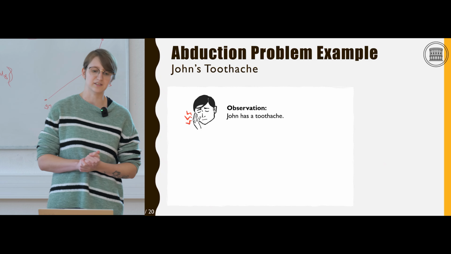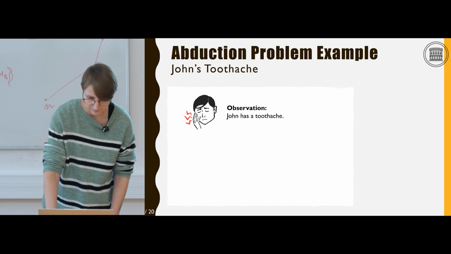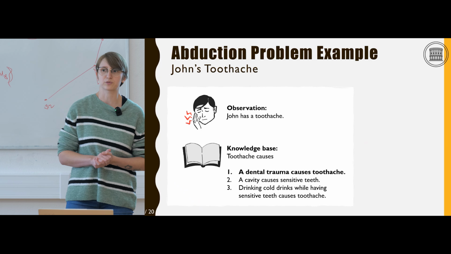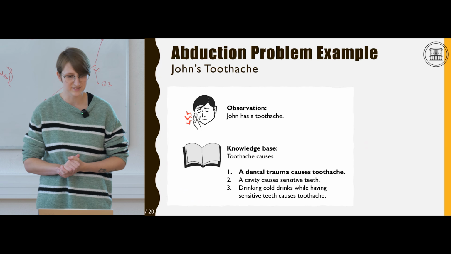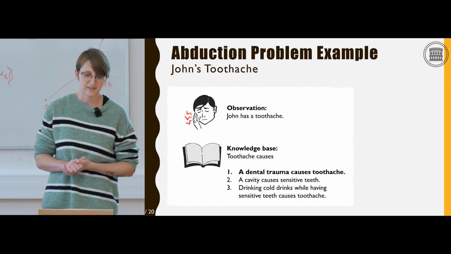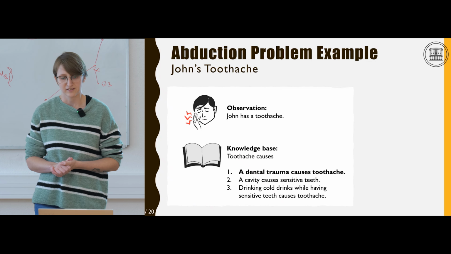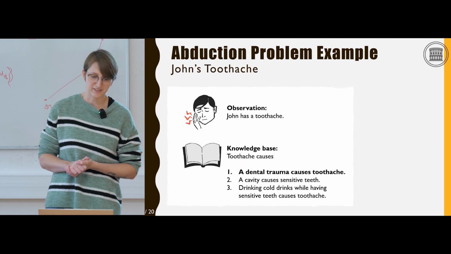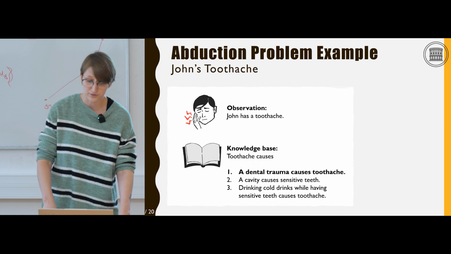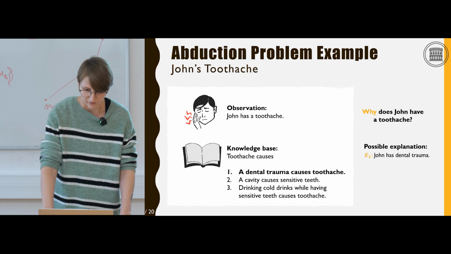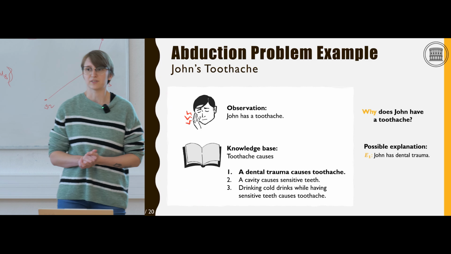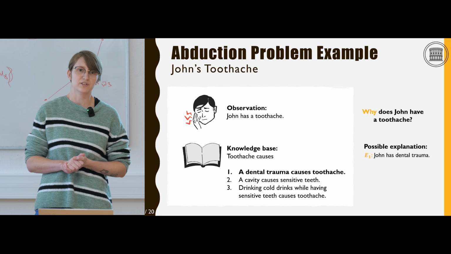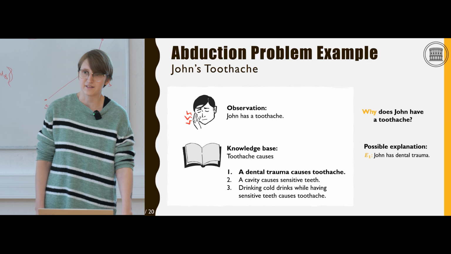So, we observe that John has a toothache. We also have some kind of knowledge base which consists of toothache causes. So, for example, a dental trauma causes toothache, then cavity causes sensitive teeth, and drinking cold drinks while having sensitive teeth also causes toothache. Then we ask why John has a toothache. We want to know this. And a possible explanation can be that John has dental trauma.